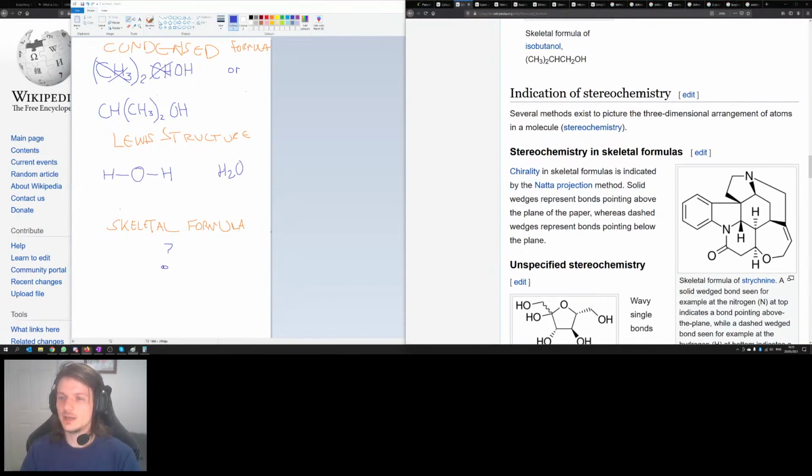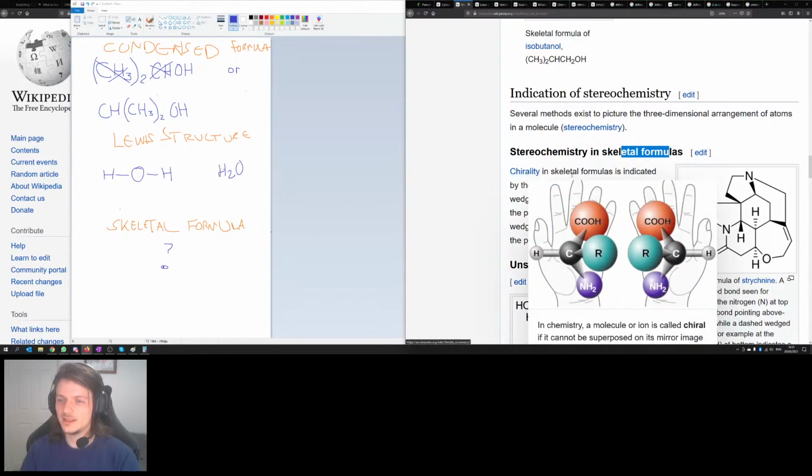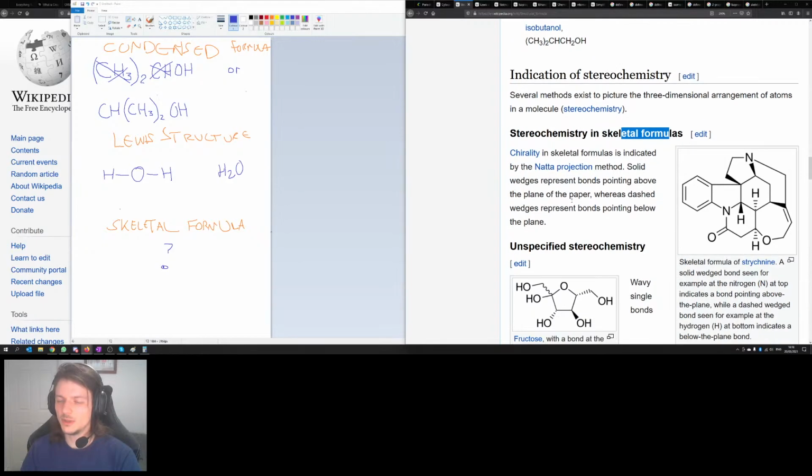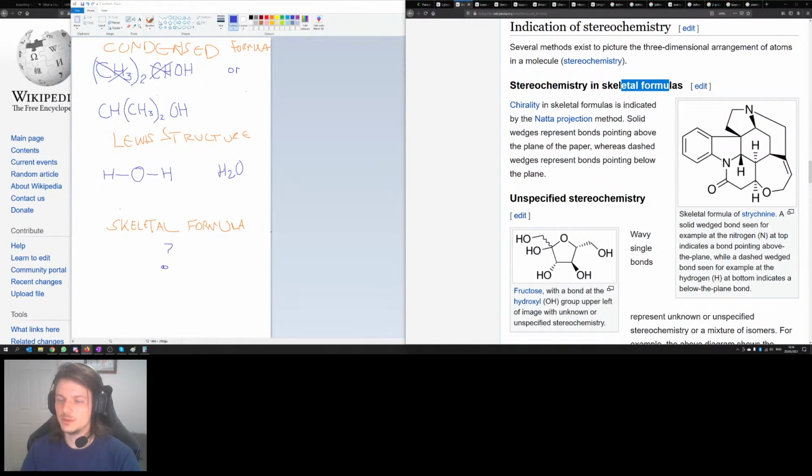Indication of stereochemistry. Several methods exist to picture the three-dimensional arrangement of atoms in a molecule. Stereochemistry and skeletal formulas. Chirality in skeletal formulas is indicated by the Natta projection method. Solid wedges represent bonds pointing above the plane of the paper, whereas dashed wedges represent bonds pointing below the plane.